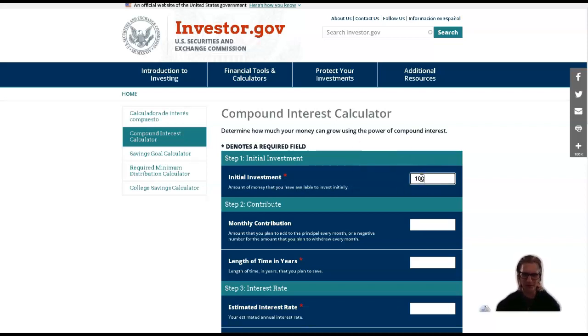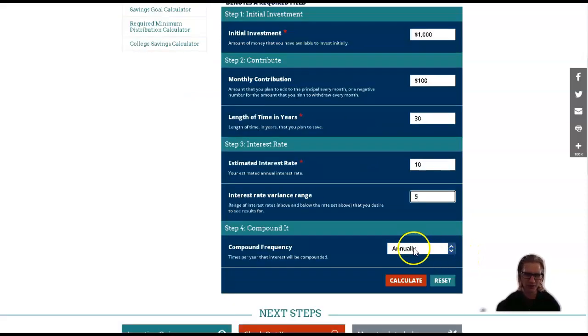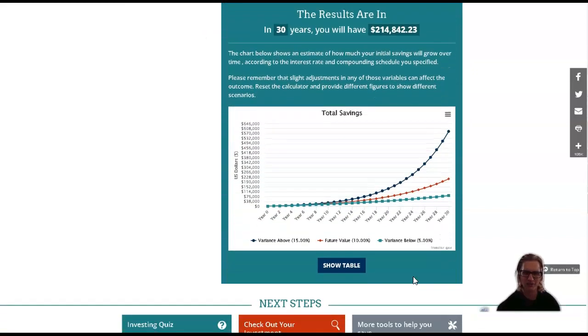Now, I know this might seem like a lot of time and money, but if we think about $1,000 and just making a small $100 contribution over time, and we think about a long 30-year time horizon, if we aim for, say, a 10% interest rate, and we're going to go sort of 5 above and 5 below as well, we're going to compound annually even, so nothing complex there, nothing too concerning, and we just calculate here. Now this is a very rough estimate for what the future might look like.